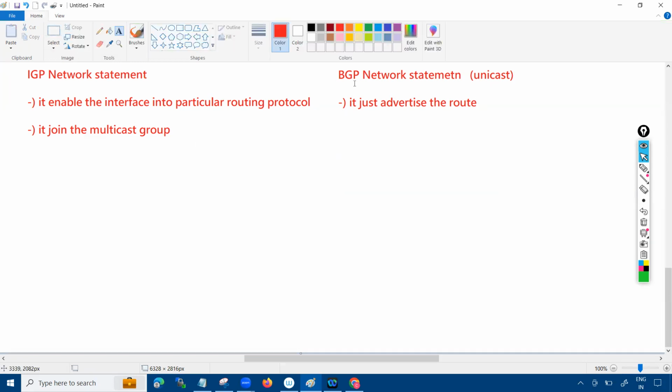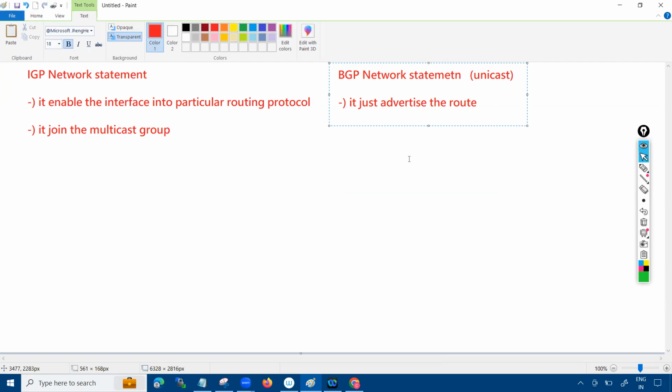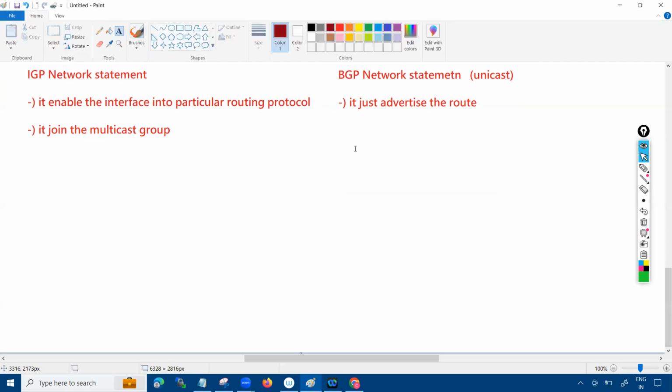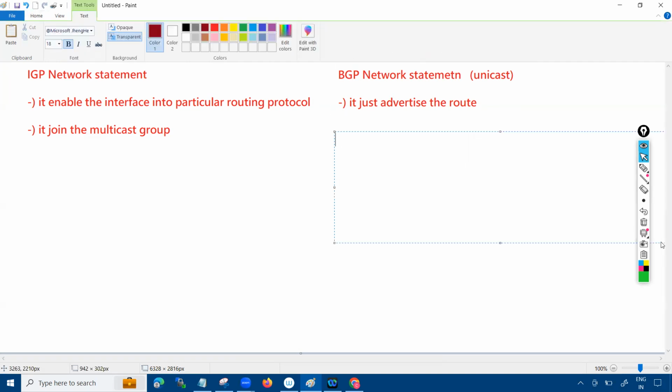If I'm going to advertise the route, then how do we form the neighborship? BGP is like static routing. In the BGP protocol, what happens? We need to define the neighborship manually.